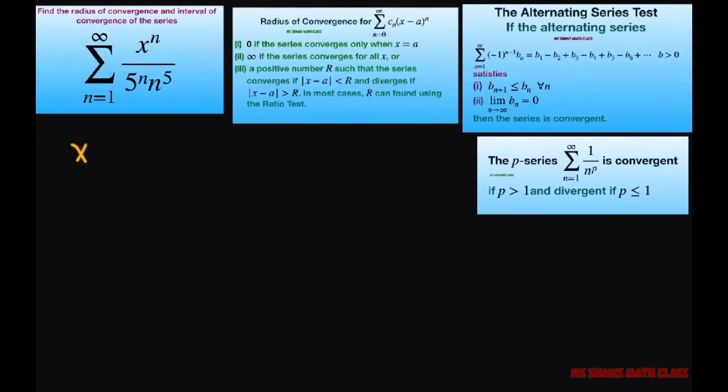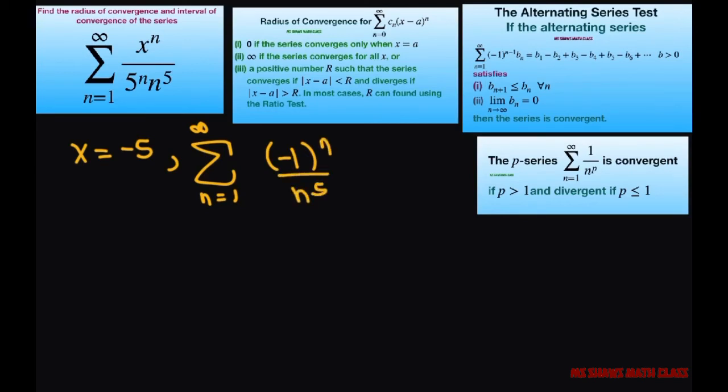So when x equals negative 5, we get the series, the sum from n equals 1 to infinity of negative 1 to the nth power divided by n to the fifth power. Now this converges by the alternating series test. All right, and then we have to check for x equals 5.